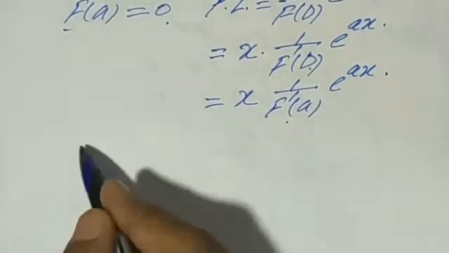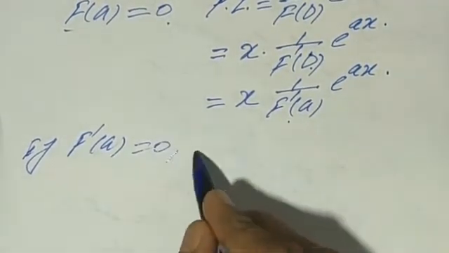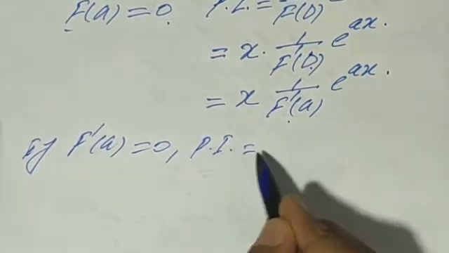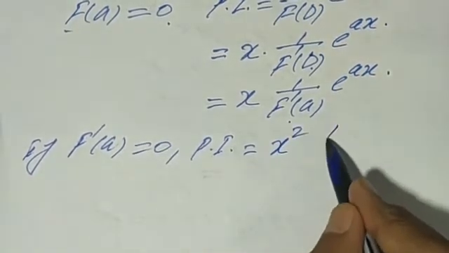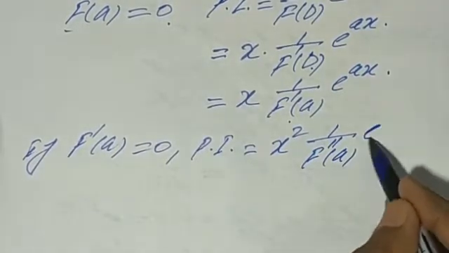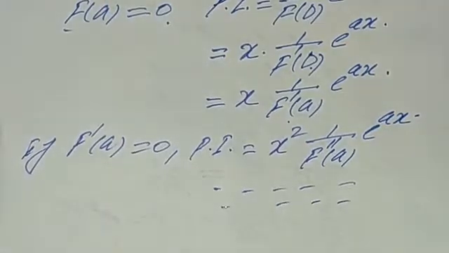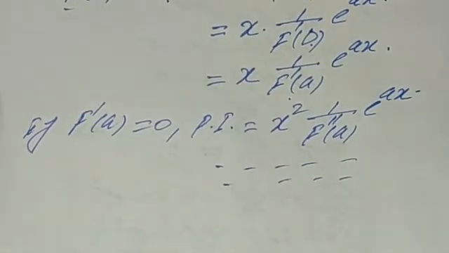This will be the particular integral if f(a) is 0. And again, if f dash (a) is 0, then the particular integral will be x square into 1 upon f double dash (a) e raised to the power ax, and so on until we get a defined particular integral.